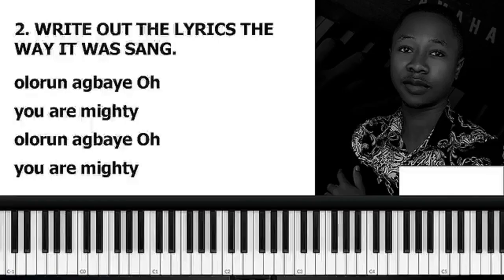The second step is write the lyrics. Number 2, write out the lyrics the way it was sung. So what that means is, to easily simplify the song, write it the way it was sung. Don't write plenty words on the same line, because most music, the way they sing it, the singer will sing it the way that is easy for them.